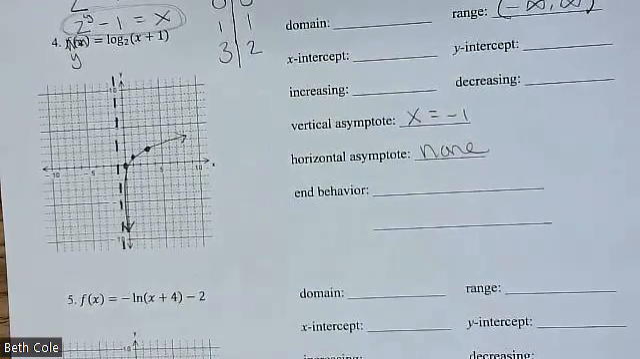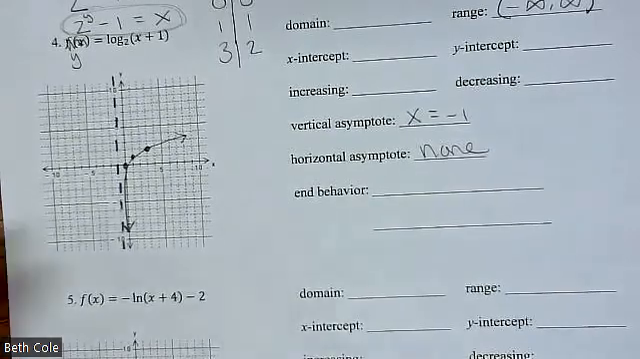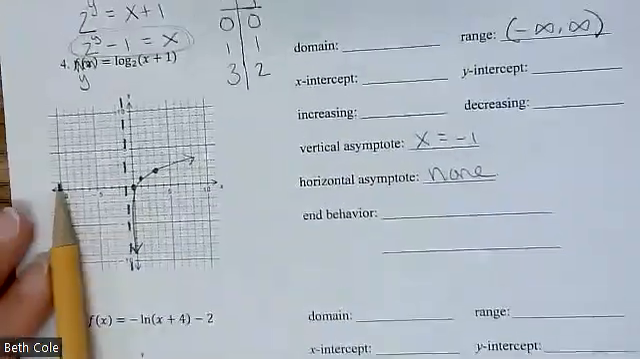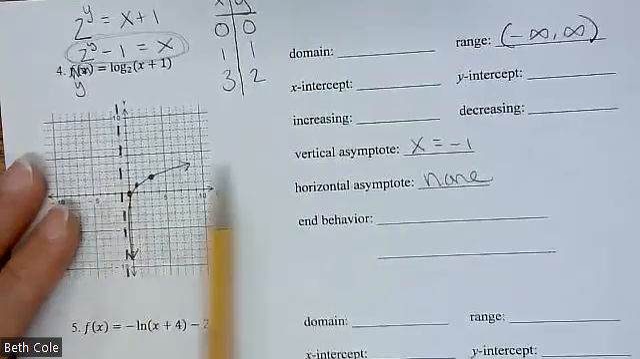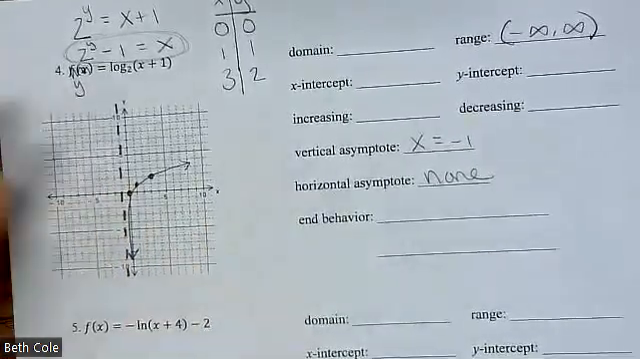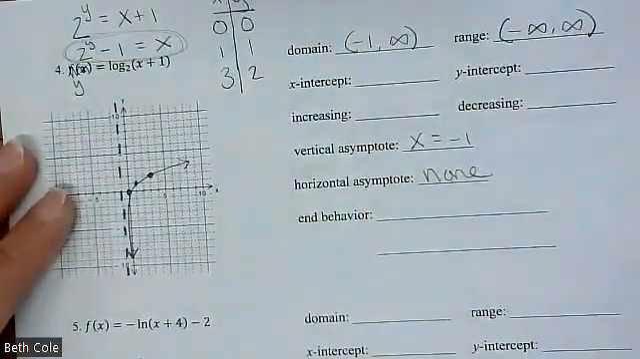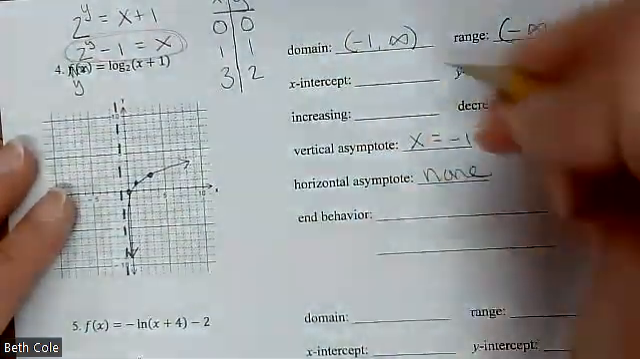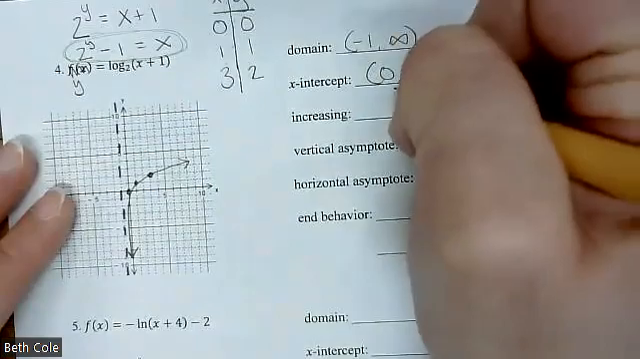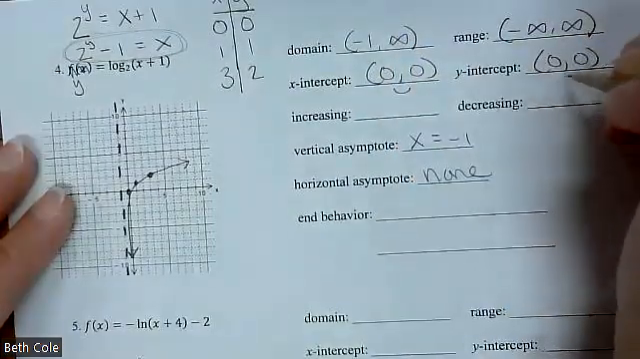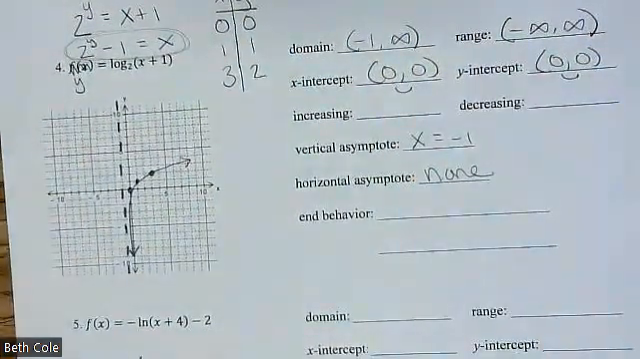And then once you have that, just go and fill in all your stuff. Again, I should have made this the first example because this one's way easier than the one we just did. Domain, you're going left to right. So that would be where to where? Perfect. -1 to infinity. Your x and y intercept is 0, 0, which is nice.